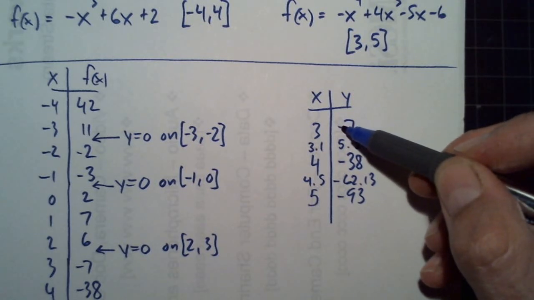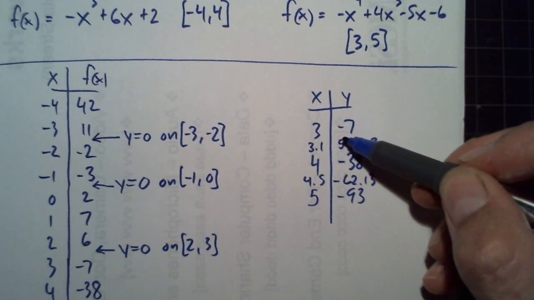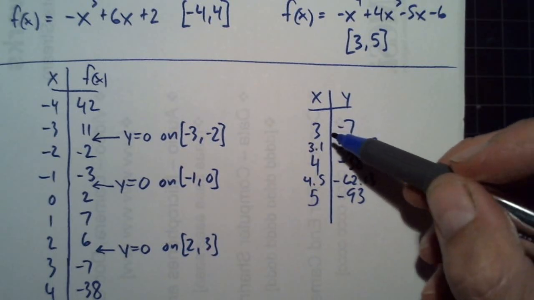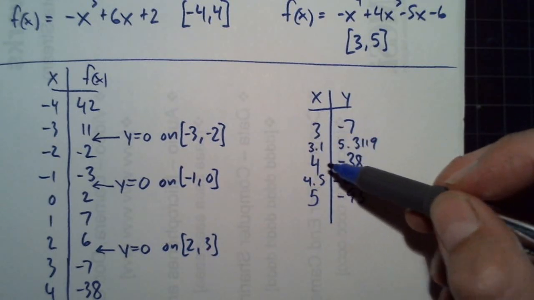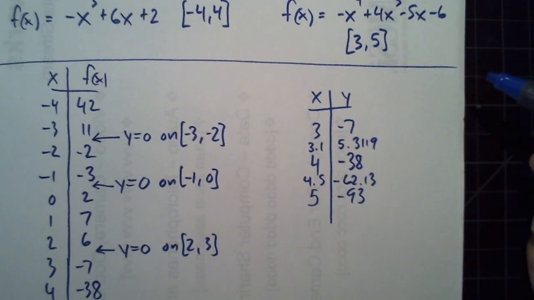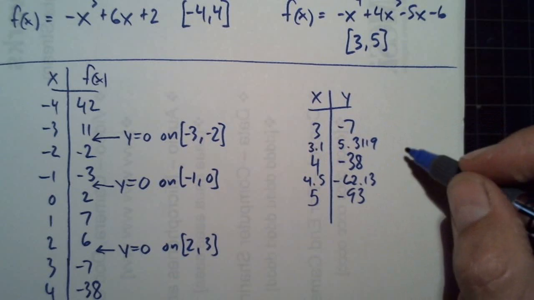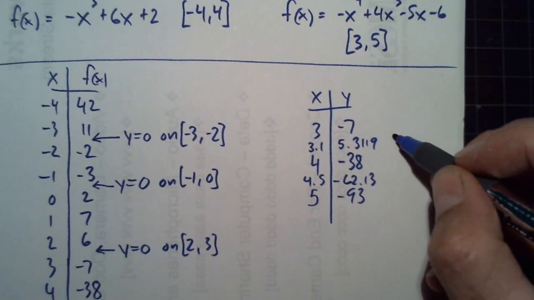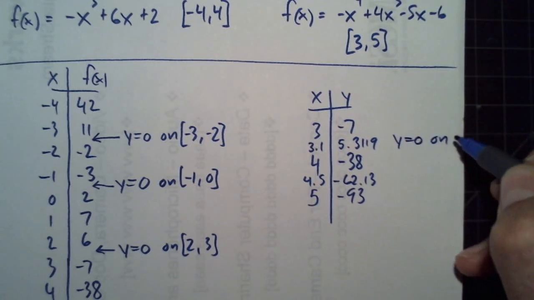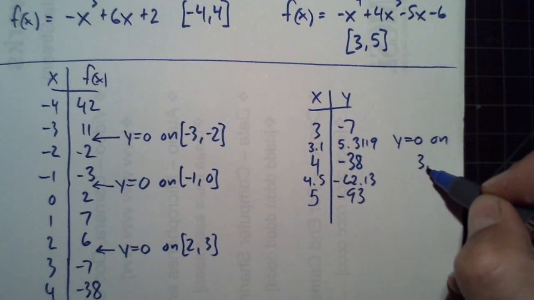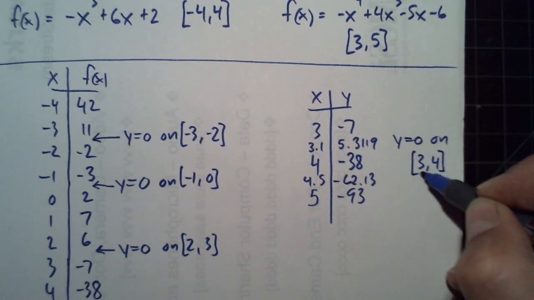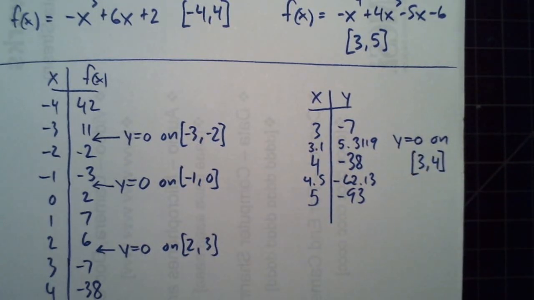So the y values go from negative to positive to negative. So we know between 3 and 4 there will be a y value of 0. The question just asked for between which integers. So we know that y equals 0 on the interval 3 to 4. And we'll stop there.